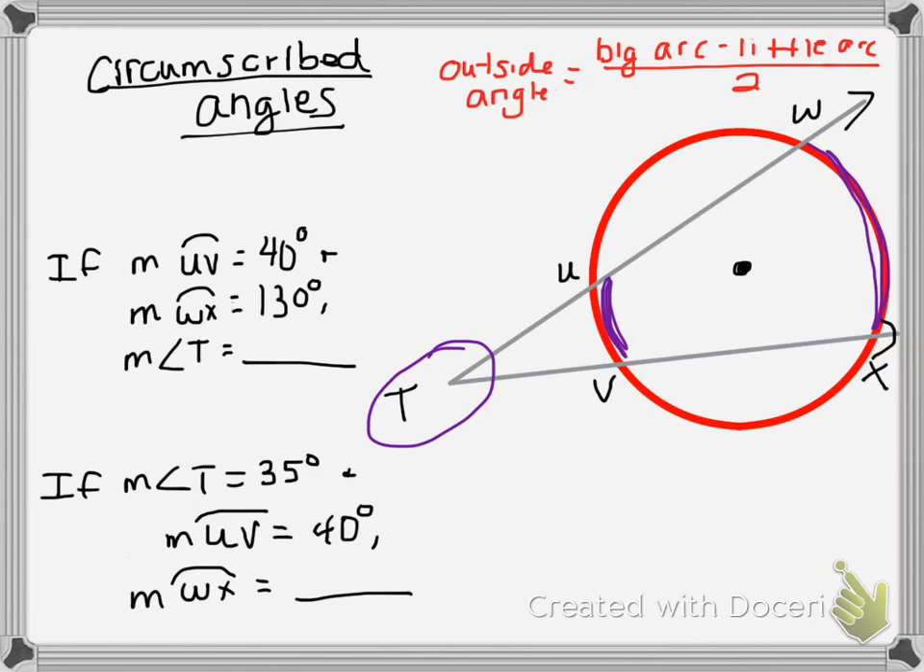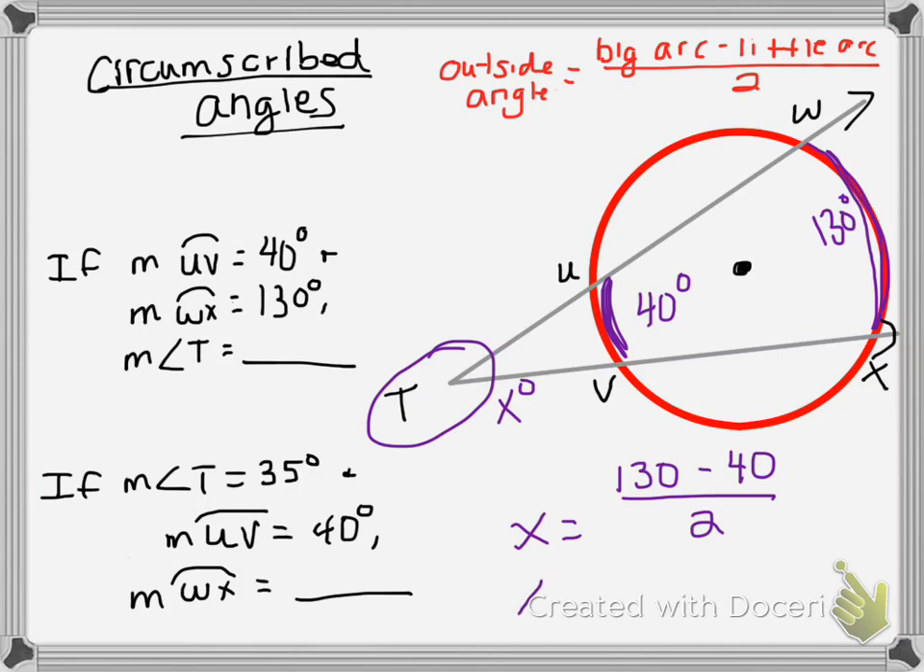If the measure of arc UV is 40 degrees, and the measure of arc WX is 130 degrees, what is the measure of angle T? That's my outside angle. So for my outside angle, I'm going to put in X. For my big arc, I'm going to put in 130. For my little arc, I'm going to put in 40 and divide by 2. That means that X is 130 minus 40, which is 90, divided by 2, which is 45 degrees. So, measure of angle T is 45 degrees.